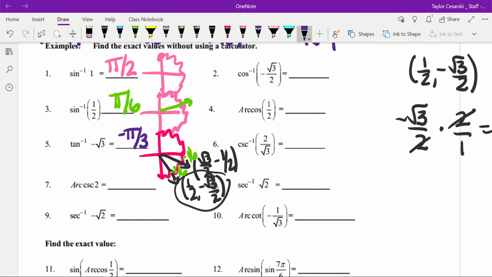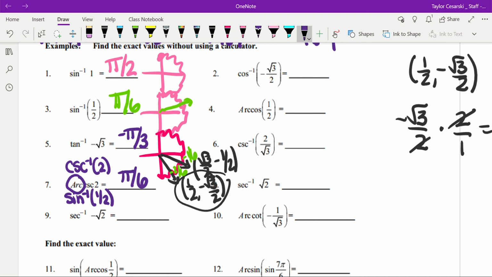All right, number 7 is something we haven't seen before. This arc just means inverse. So this is cosecant inverse of 2. All right, so cosecant inverse of 2, remember, go ahead and rewrite that as sine inverse of 1/2. Okay, we've already evaluated sine inverse of 1/2. That's the same as number 3. That's going to be pi over 6.